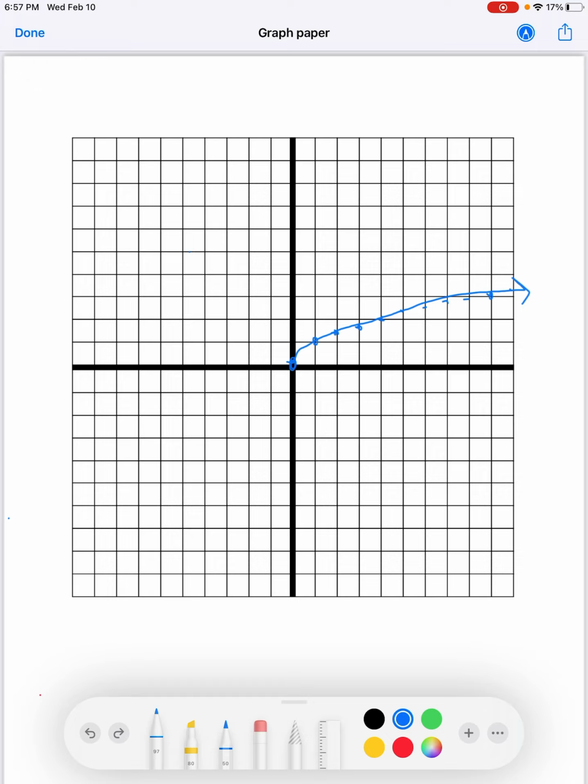What's the domain? Well, this time we can't say negative infinity to positive infinity because it doesn't do that. It starts here at 0, so we have to do bracket 0 to infinity. Range is the same thing, because it starts at 0. And we have no symmetry. There's a relative minimum at 0, 0. It doesn't decrease, and it increases from 0 to infinity, and it looks like an arc. That's the square root function.